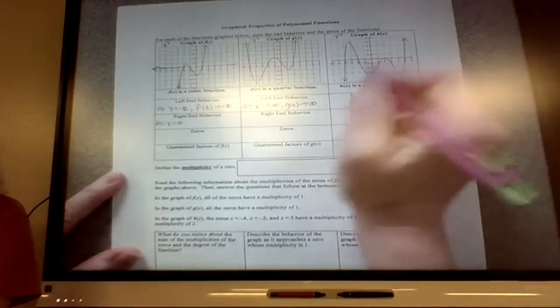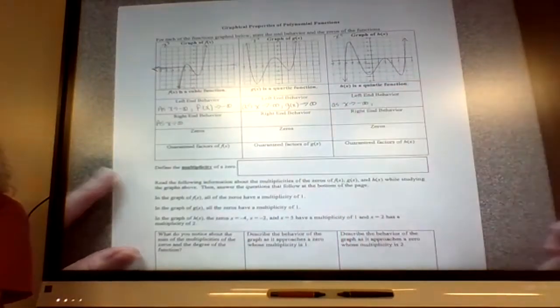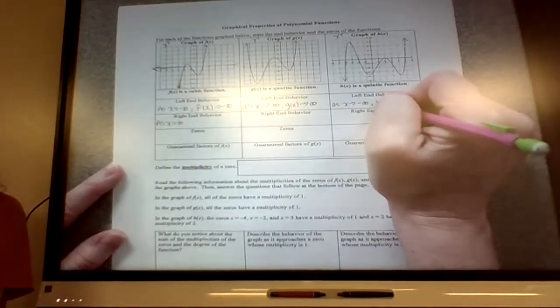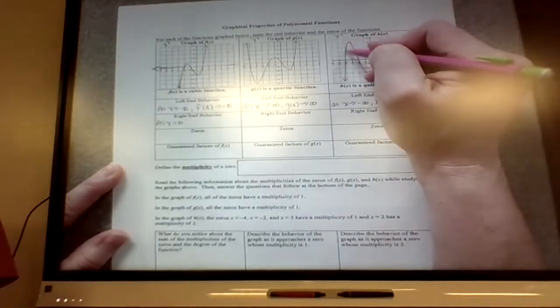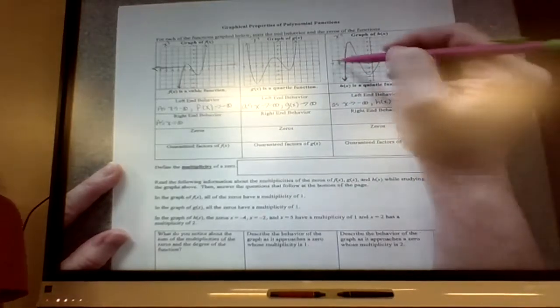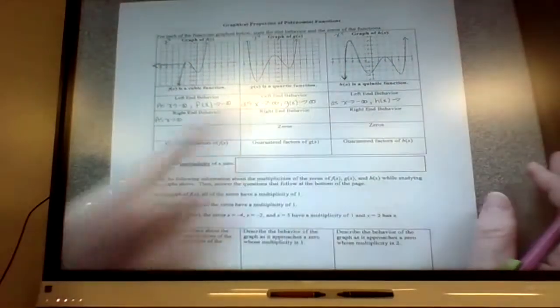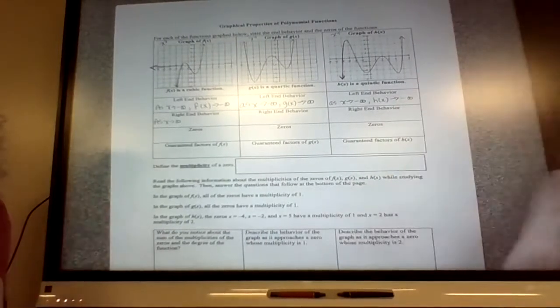What about this quintic? As x is going off to negative infinity, what's happening on this quintic? Where's h of x going? What's happening on the left side of that graph? Going down. Yep, so that's down to negative infinity.